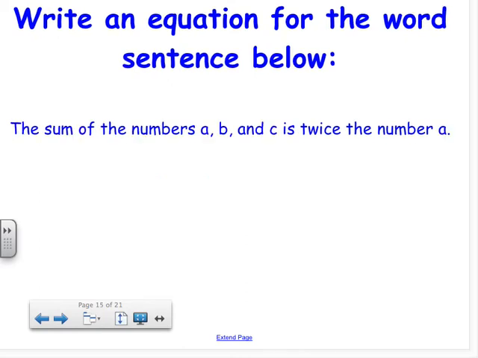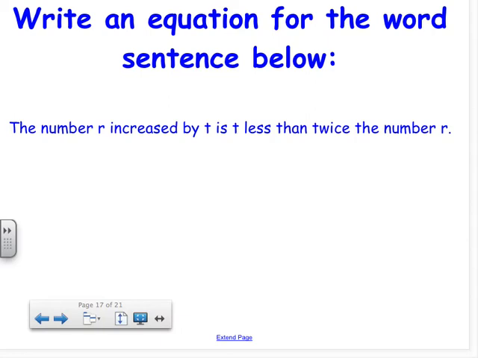All right, here's another one. The sum of the numbers a, b, and c is twice the number a. Pause this video and try it on your own. Okay, the sum of a, b, and c, which sum of means addition, right, equals twice the number a. You should have ended up with a plus b plus c equals 2a. Give yourself a pat on the back if you wrote the 2 in front of the a.